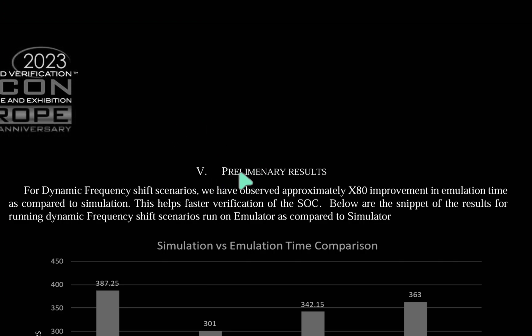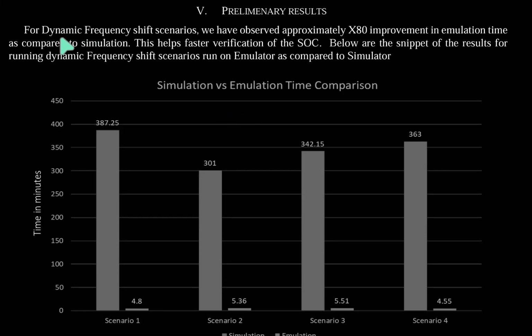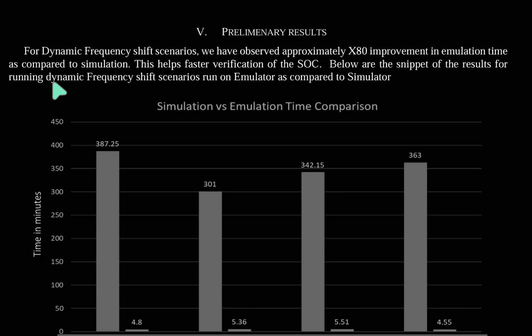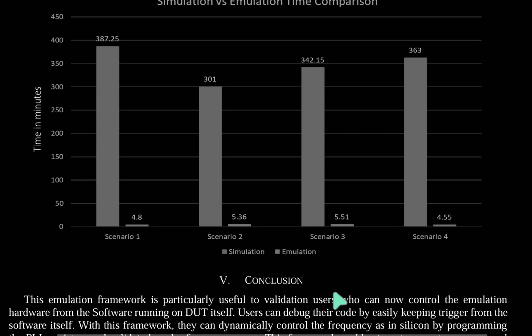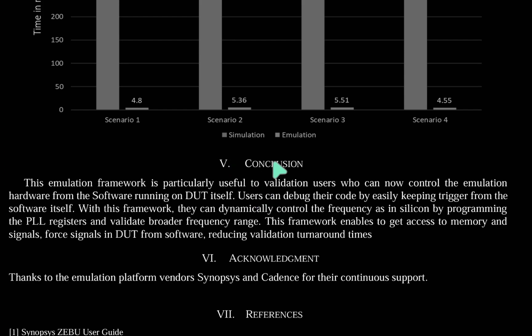Section 5 is preliminary results. For dynamic frequency scenarios, we have observed approximately 80x improvement in emulation time as compared to simulation. This helps faster verification of SoC. Below are the snippets of the results for running dynamic frequency shift scenarios on emulator as compared to simulator. No caption for figure.